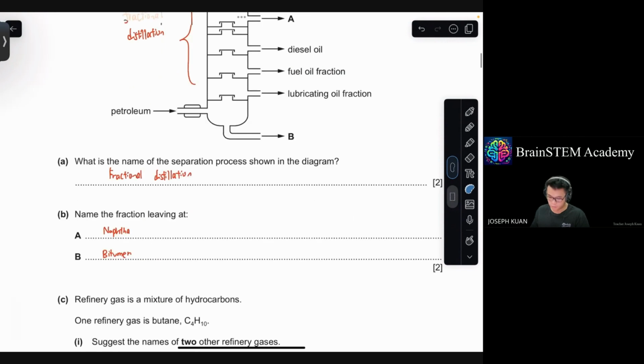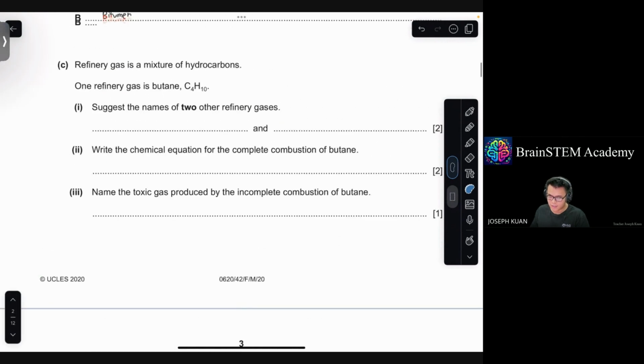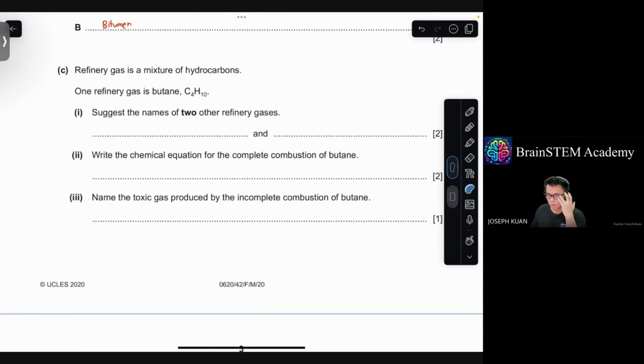All right, moving on to C. Refinery gas is a mixture of hydrocarbons. One refinery gas is butane, C4H10. 1. Suggest the names of 2 other refinery gases. So you can give me members of the same homologous series as alkanes, which are, for example, methane, or ethane, or even propane, for example. All right.